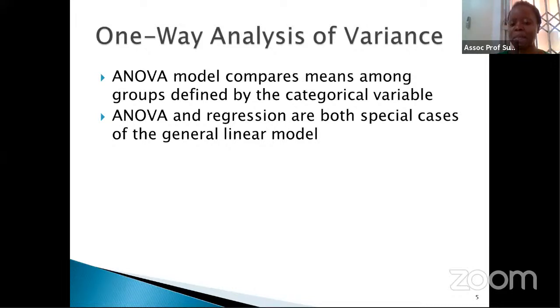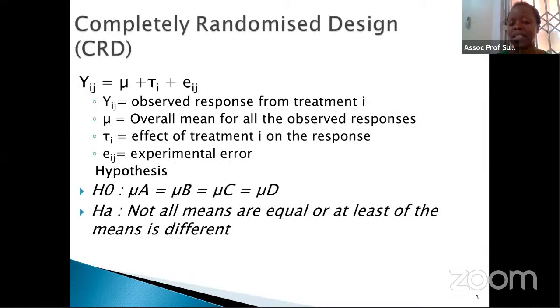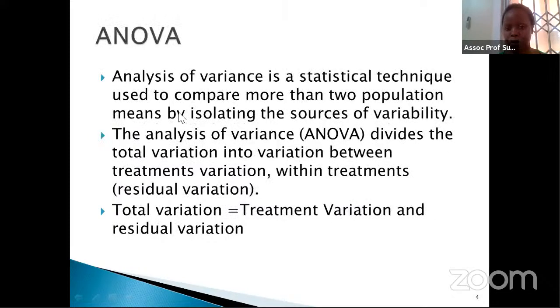And the general linear model, I'll take you back, is this particular one on slide number 2, which I'm showing you. In this case, we can see we have mu, which is the overall mean, the effect of the treatment, and the unexplained variation or experimental error. So the same thing you're going to observe when you look at regression, probably tomorrow.